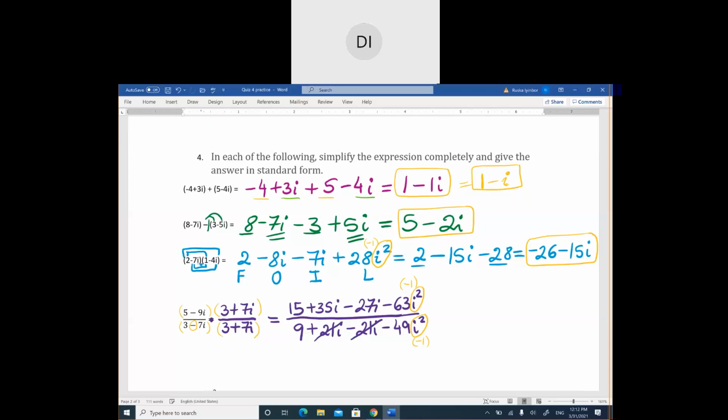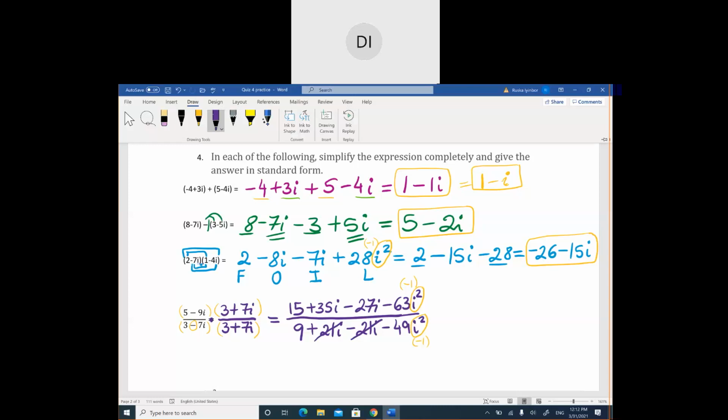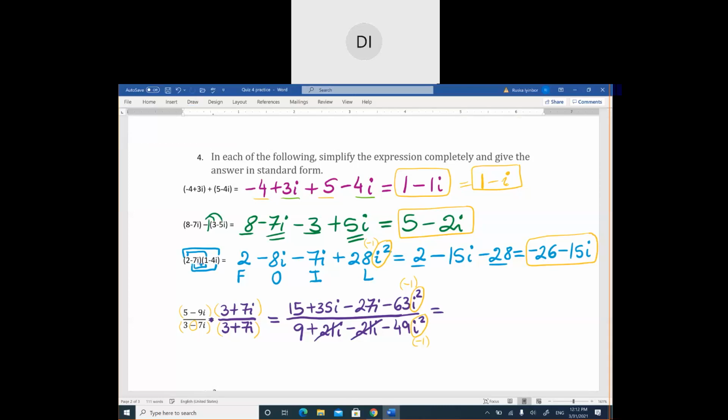Okay, and then after I replace i squared with negative 1, I'm going to combine the i's in the top. So I'm going to keep 15, and I'm going to combine those two. 35i minus 27i, so that's 8i. And then negative 63 times negative 1 is going to be positive 63. And then in the bottom we have 9 plus 49, right? Because negative 49 times negative 1 is going to be positive 49.